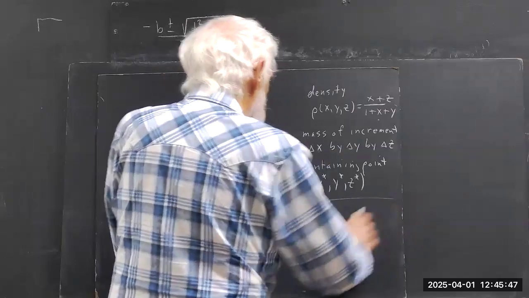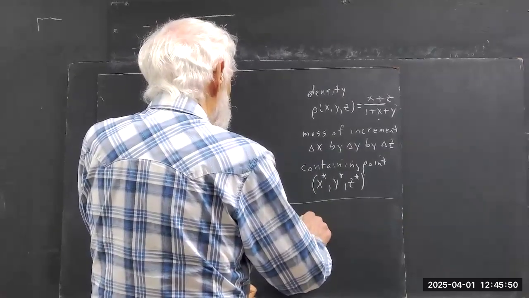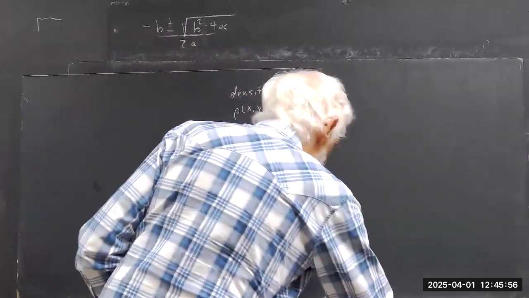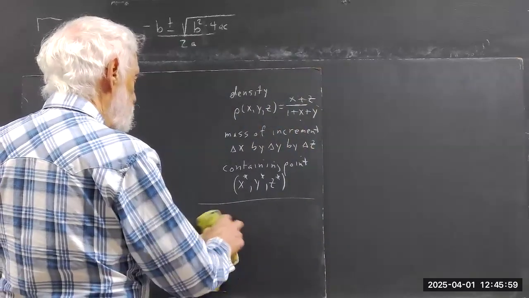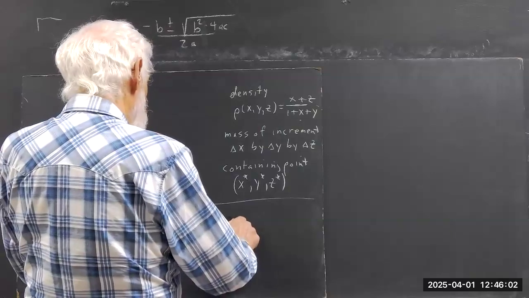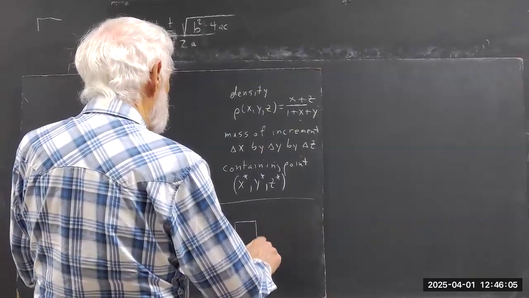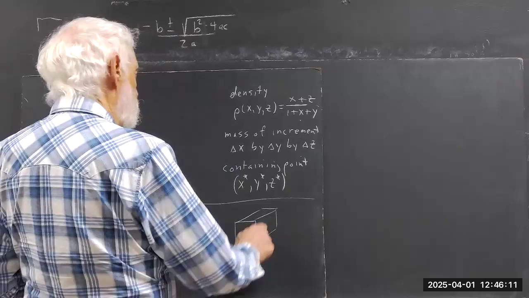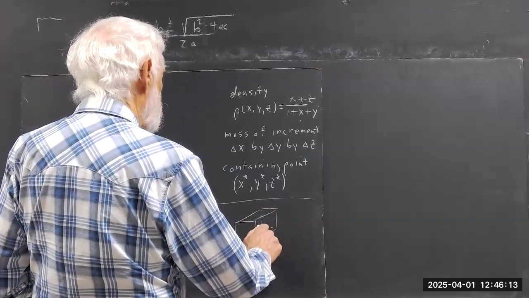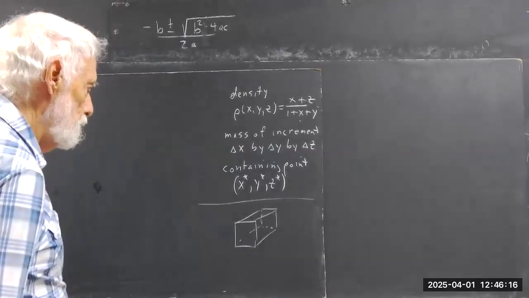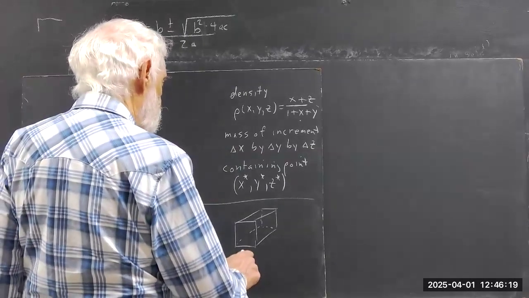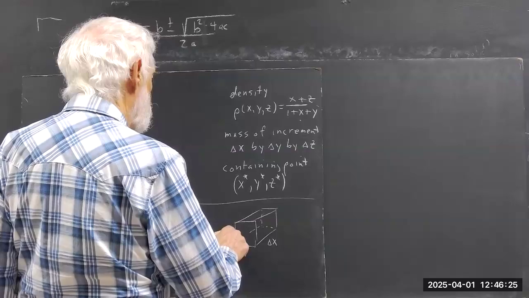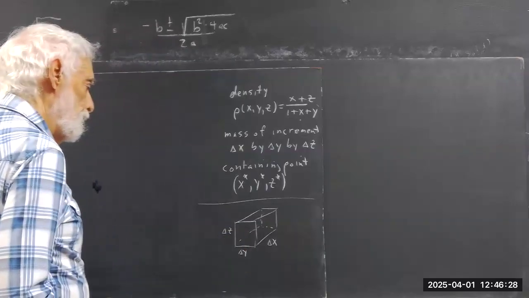But you know, what's it look like? It's just like a rectangular box. There's no reason to draw it that small. We do consider it to be a small box. Then it's got dimensions delta x by delta y by delta z.